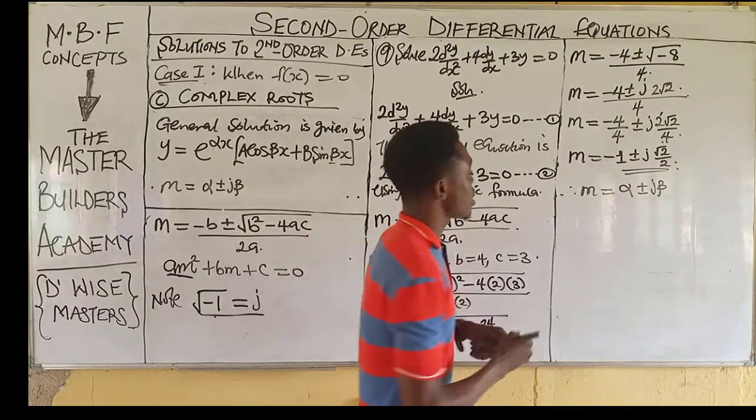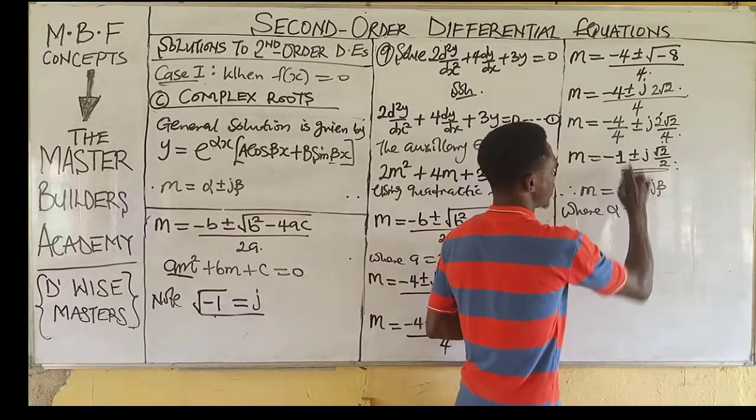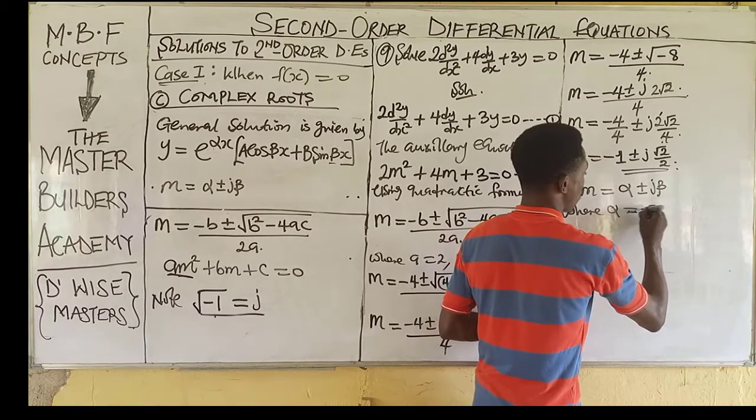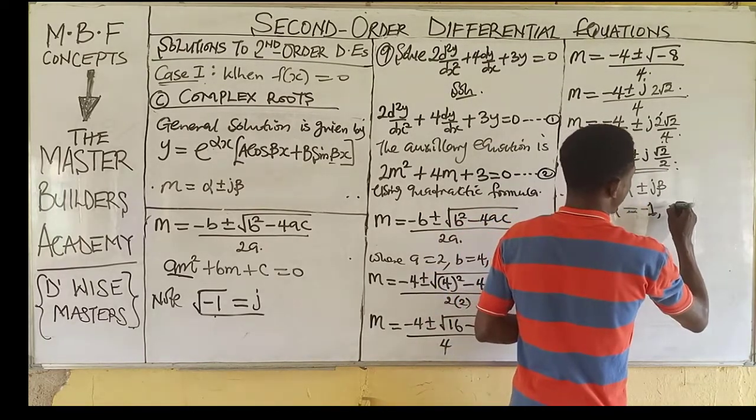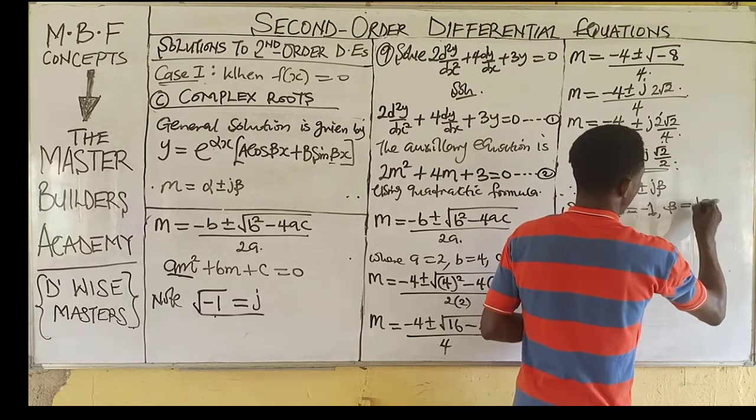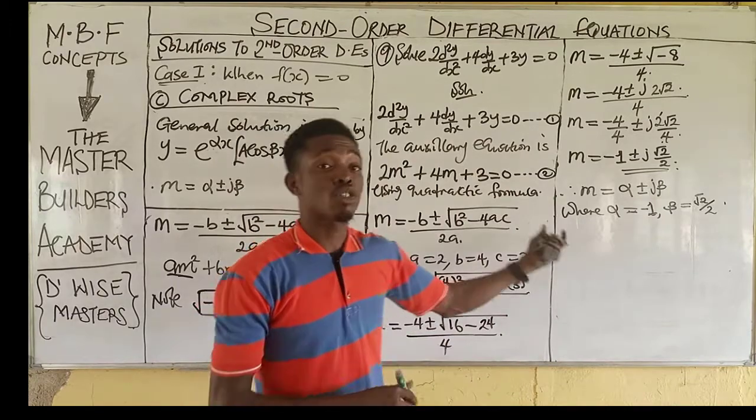Now, by comparison, we therefore have that alpha is equal to, comparing the first term to the first term, minus 1. And comparing the last term to the last term, we have beta to be what? Root 2 over 2. Now that we have complex roots, what do we do?